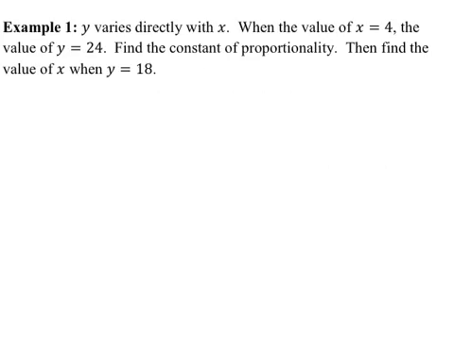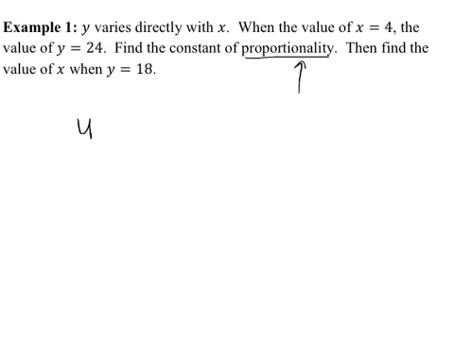For our first example, we have y varies directly with x. When the value of x is 4, the value of y is 24. Find the constant of proportionality. Again, this is another word for the constant of variation, just so you see both. Then find the value of x when y is 18.